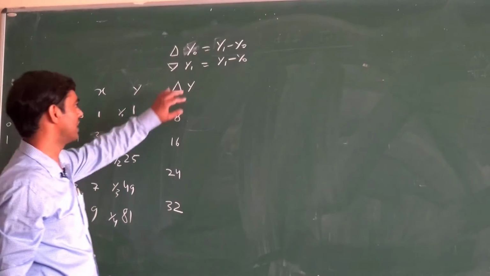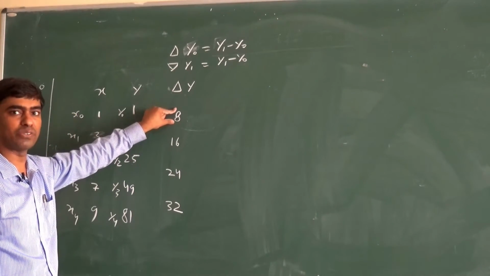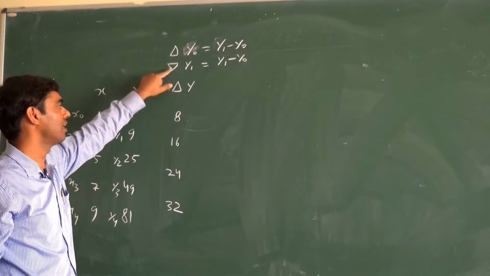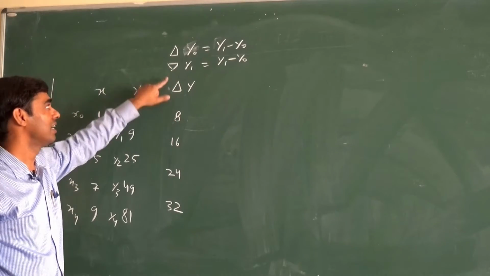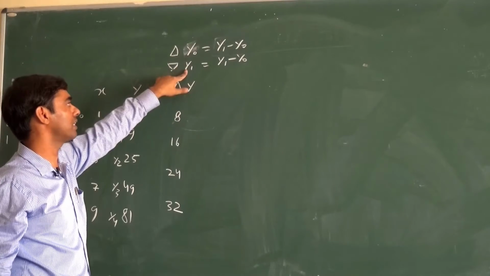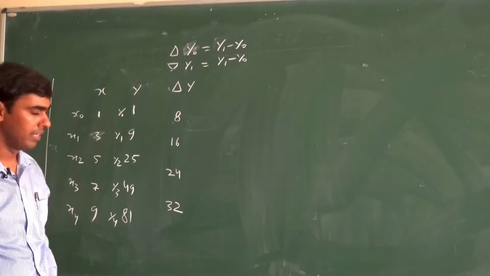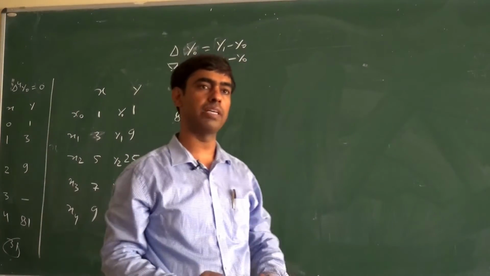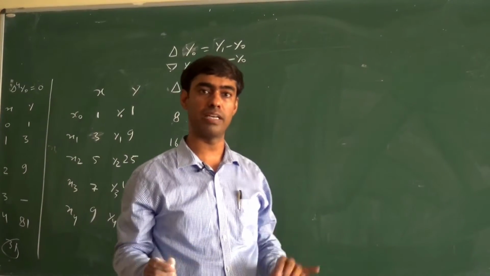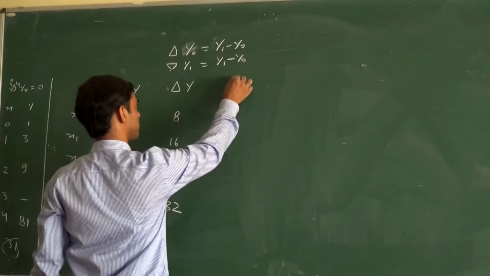So in terms of a backward difference operator, in terms of a forward difference, this one is del y0. In terms of a backward difference operator of y1, this one, 8, represents what? Del y1, backward difference operator of y1. Forward difference operator of y0 is what? 8. So in terms of calculation, there is no difference between the forward difference table and backward difference table.